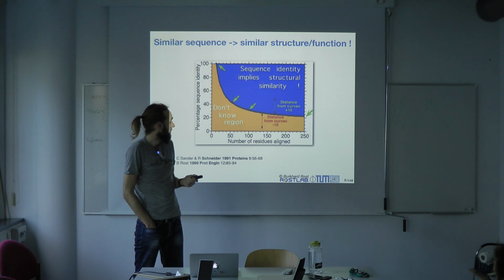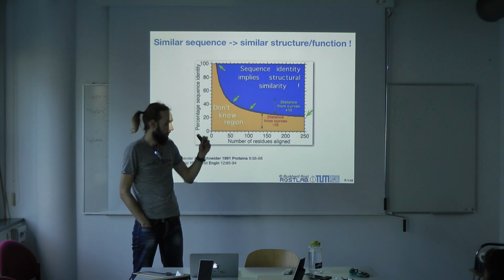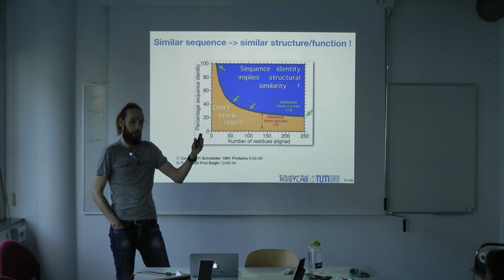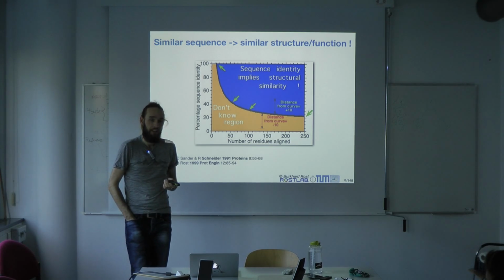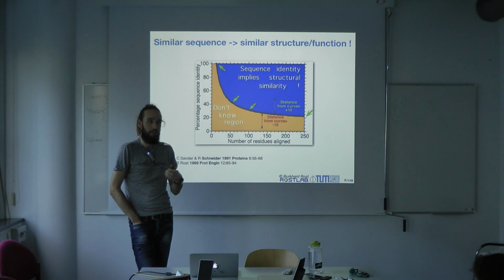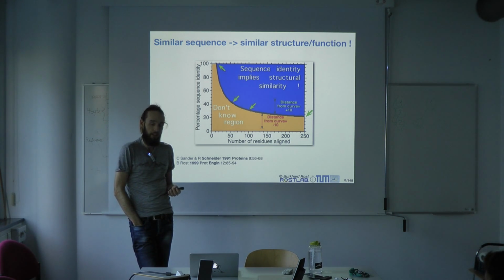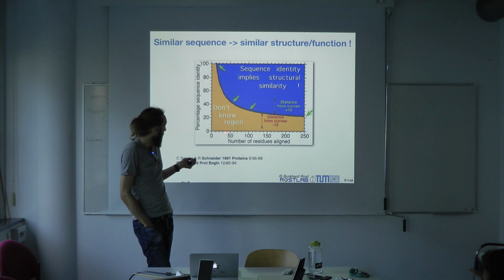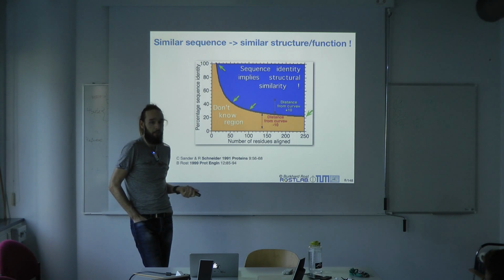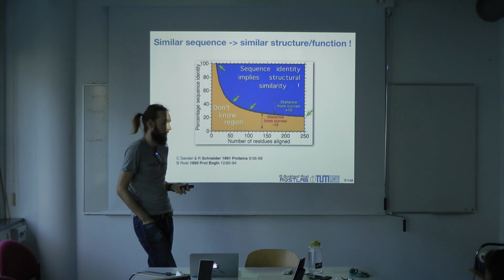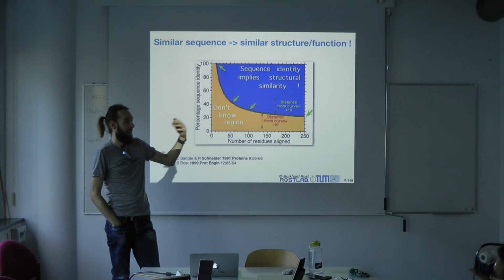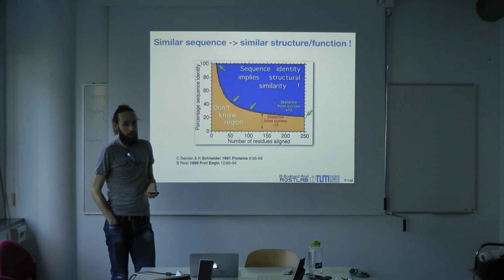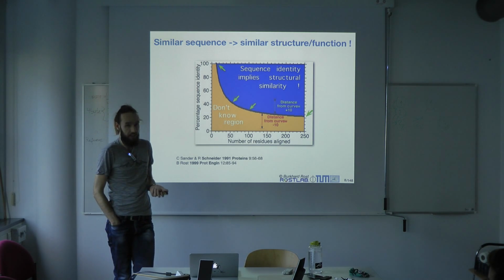So the idea is that for any alignment where the point falls above the curve, we are really sure that they have a similar structure, and as they have a similar structure, we also assume they have a similar function. They may also have similar structure and function down here, but here it's harder to tell because the sequence identity is so low that we don't know. So there are some below as well, but for the ones that are above, we are sure that they are definitely similar. That's the basic idea here.